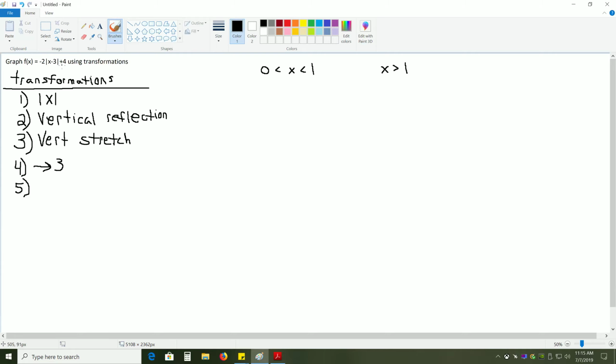Now this 4 that's being added on the outside, you go exactly the way you think you would. If it's positive, you go up. If it's negative, you go down. It's not like working with the inside, where you go opposite. So this 4 means that we have to take our entire function and shift it up 4 because it's positive. Now that we have all of this information, we can get a rough sketch of our graph.